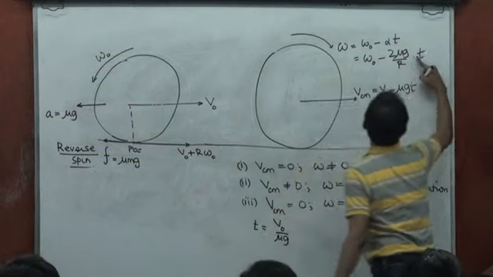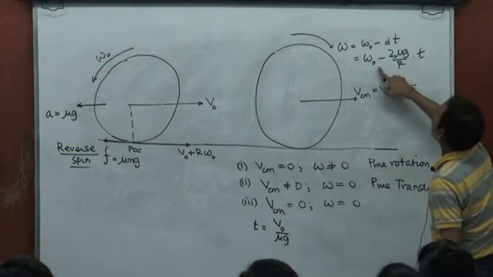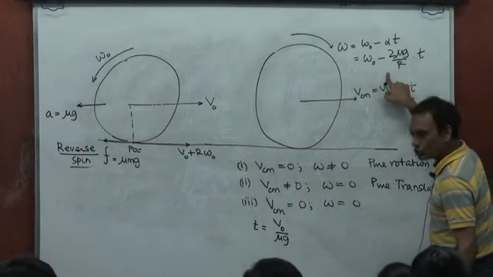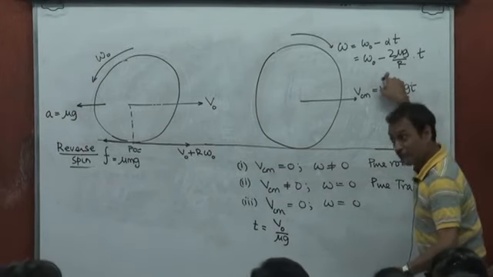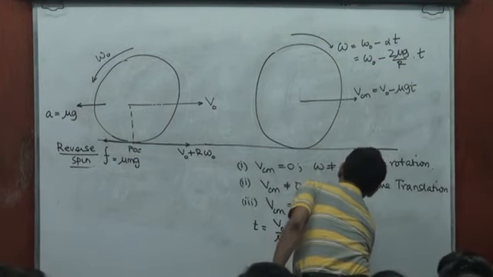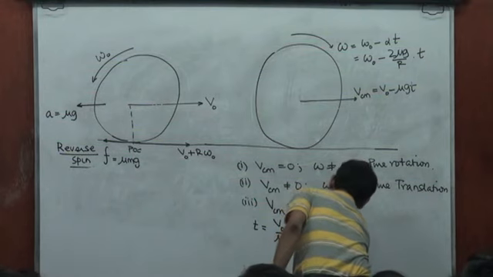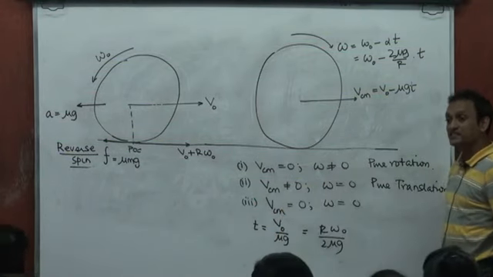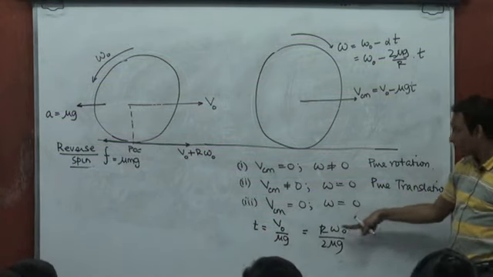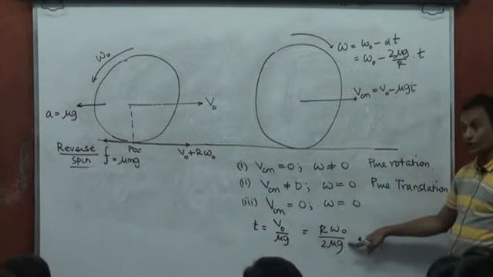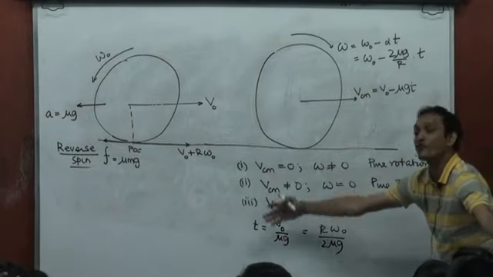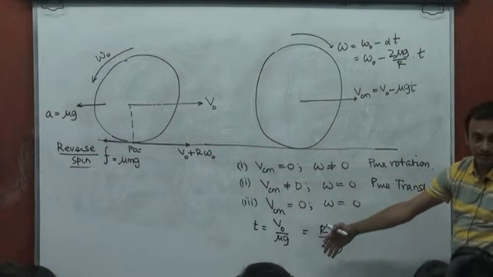And at an instant of time T, omega becomes 0. Omega becomes 0 at T equal to R omega naught by 2 mu G. If it's the same instant, then V naught by mu G equals R omega naught by 2 mu G. At the same instant T, VCM and omega become 0. That means this must be the condition to be met so that the body eventually comes to rest forever.